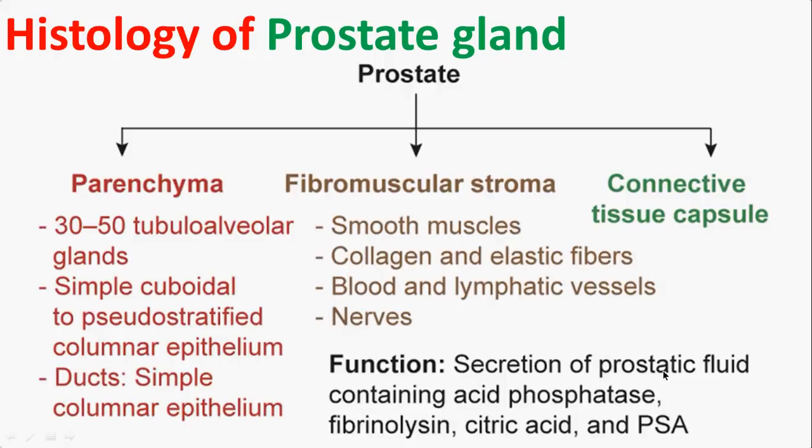What are the functions? Secretion of prostatic fluid containing acid phosphatase, fibrinolysin, citric acid, and PSA. So these are the contents of the secretion. This prostatic secretion promotes the motility of sperm, and it makes up 10 to 30% of the final ejaculate. Sometimes we will see the prostatic concretion.